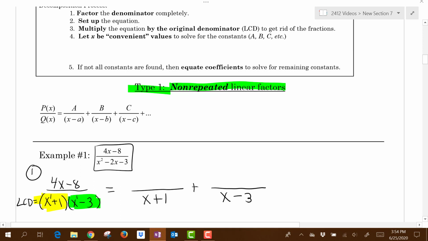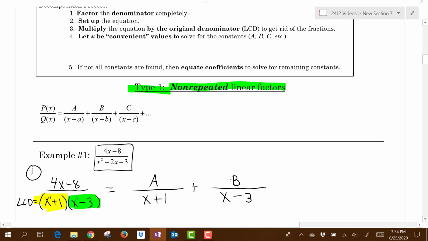So step 2 says set up the equation. Alright, so equals, that gives us an equation. We have our partial fractions with the denominators coming from those non-repeating linear factors. On top of non-repeating linear factors, we put a capital letter. We usually start with A, B, C, and so on. These letters have to be different from each other. It doesn't really matter what letter it is, but they do need to be different from each other.